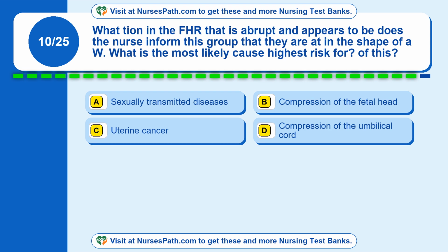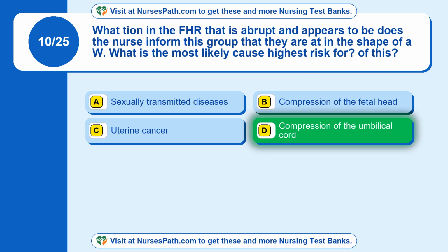Question 10. What should the nurse inform this group is the most likely cause of an abnormality in the FHR that is abrupt and appears to be in the shape of a W? Option A. Sexually transmitted diseases. Option B. Compression of the fetal head. Option C. Uterine cancer. Option D. Compression of the umbilical cord.